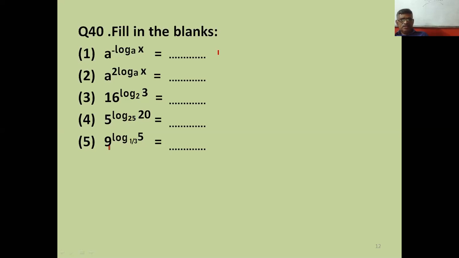Same thing here, 9, you write 1 by 3. The base is here 1 by 3. 9, you write 3 raised to half, or 1 by 3 raised to minus half. That minus half will go here at 5 raised to minus half. The answer will be 5 raised to minus half.